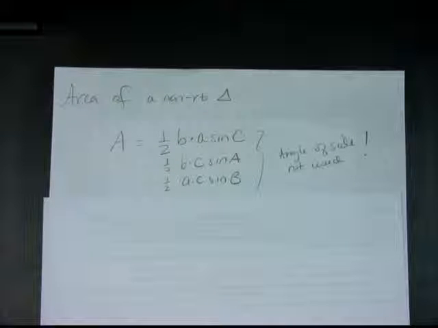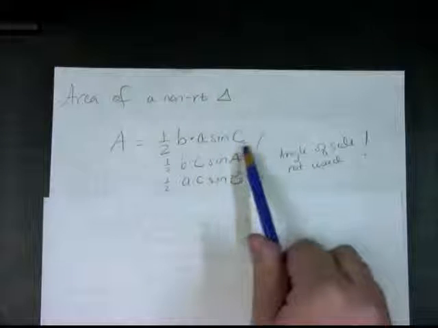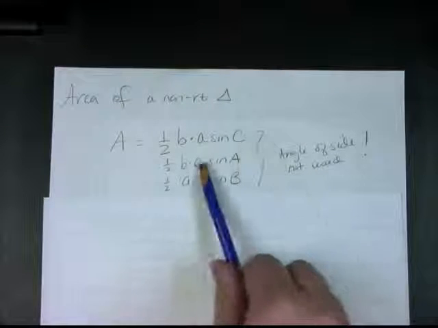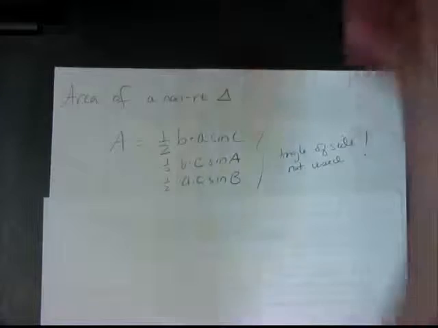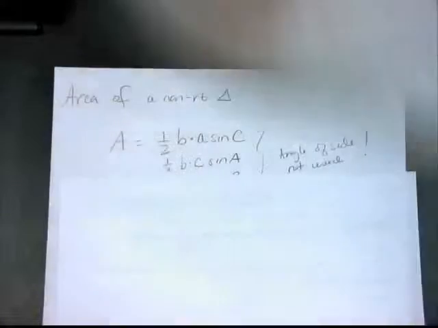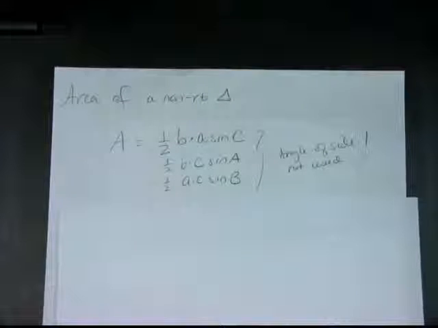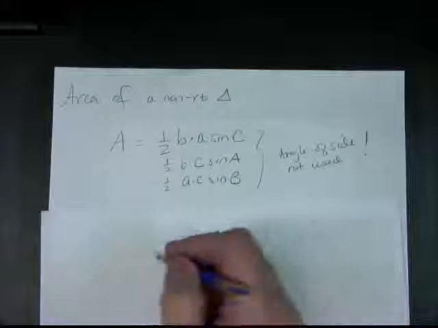the 2 sides, and then the sine of the angle that's not the sides. So if you're using side B and A, then you're using angle C. BC, then you're using angle A. And what that actually comes to is it is the angle that's between the 2 sides.